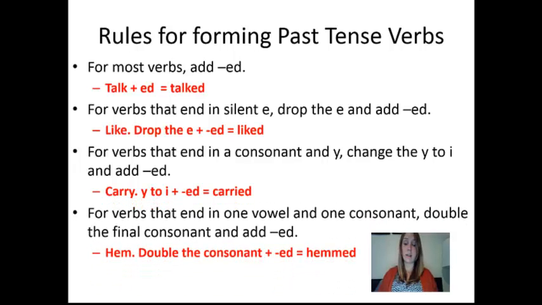For verbs that end in one vowel and one consonant, double the final consonant and add ed. So hem, double the consonant, ed, hemmed. A word like skip ends in an IP, add another P, ed, skipped.